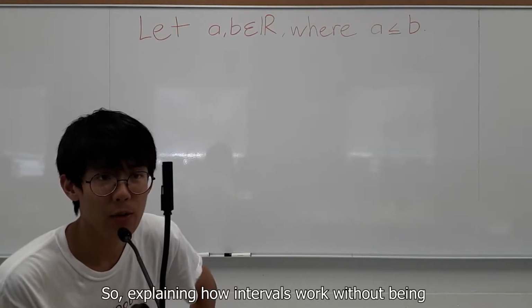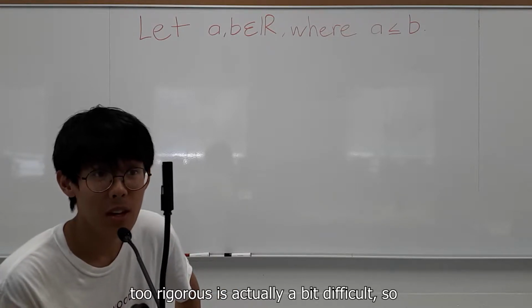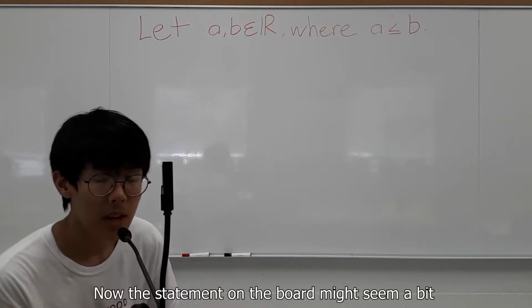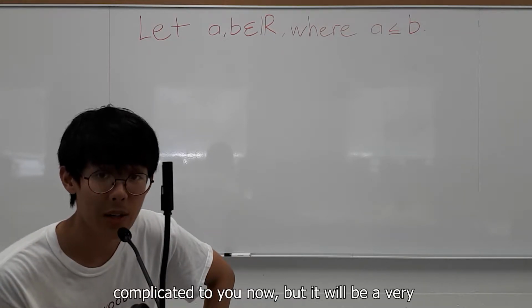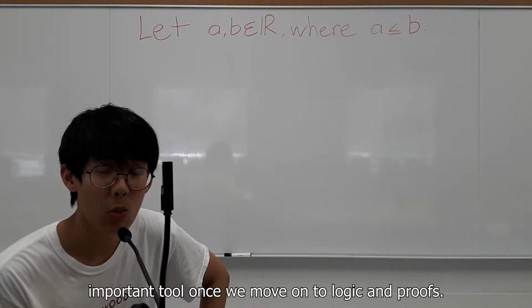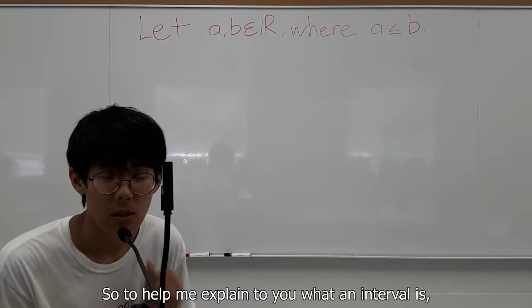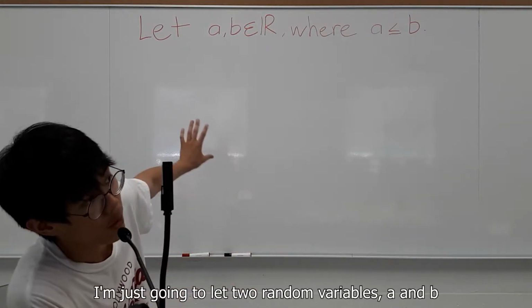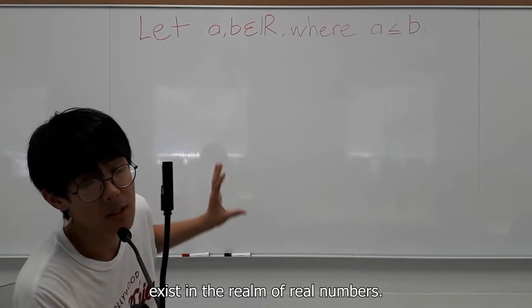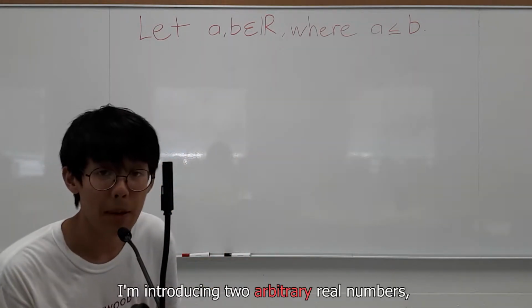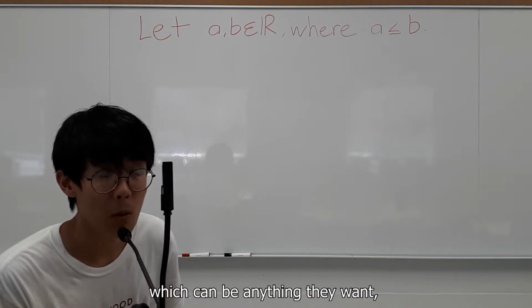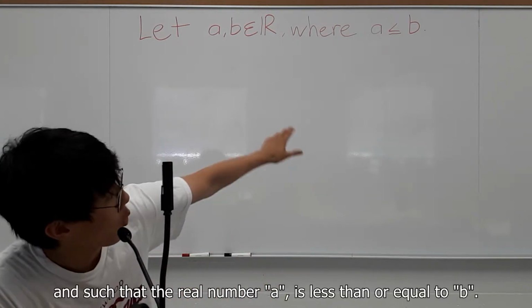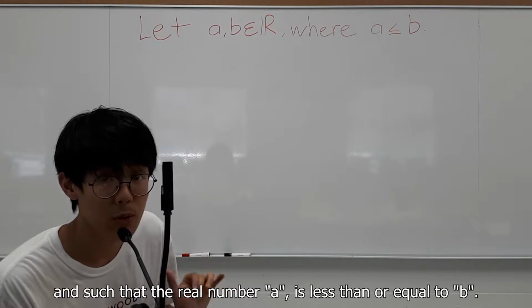So explaining how intervals work without being too rigorous is actually a bit difficult, so I'm going to introduce some variables to help me out. Now, the statement on the board might seem a bit complicated to you now, but it will be a very important tool once we move on to logic and proofs. So to help me explain to you what an interval is, I'm just going to let two random variables, a and b, exist in the realm of real numbers. I'm introducing two arbitrary real numbers, which can be anything they want as long as they're both real numbers, and such that the real number a is less than or equal to b.